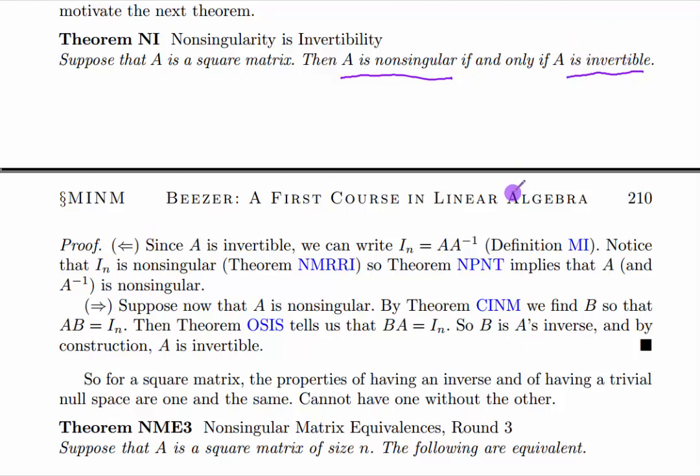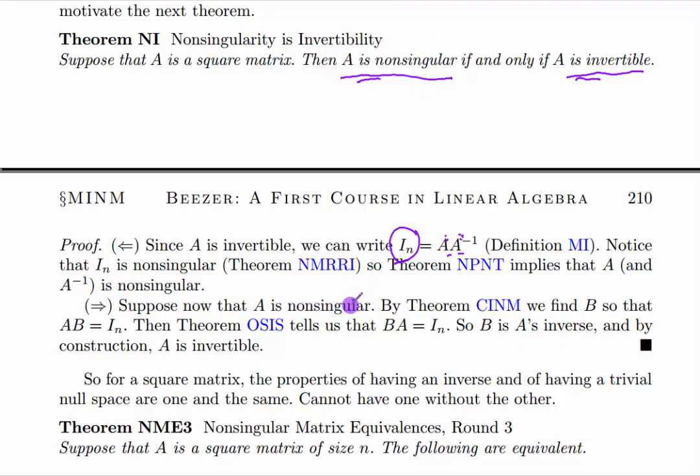Assume that A is invertible. If A is invertible, I can write the identity as A A inverse. Now the identity is non-singular. That means that both of these must be non-singular. In particular, A is non-singular. So I started with A is invertible, and I ended up with A is non-singular. So that proves the reverse direction.